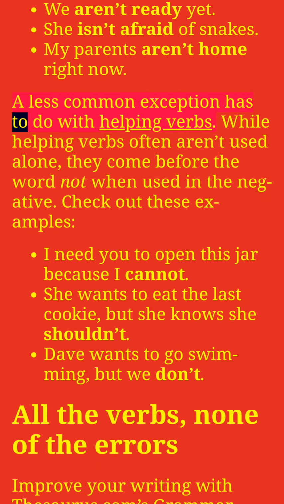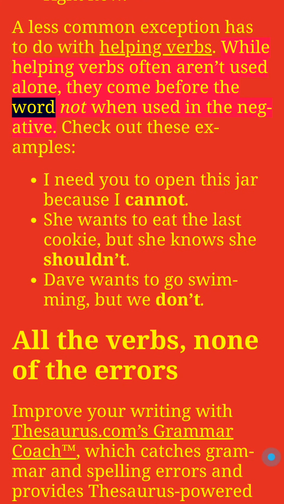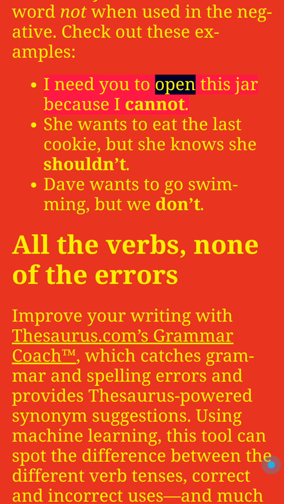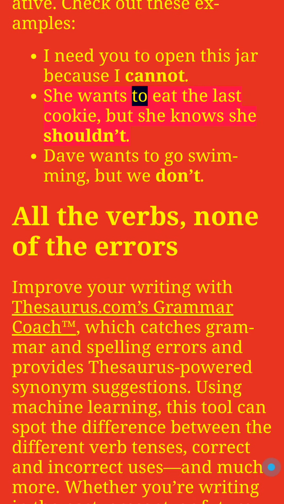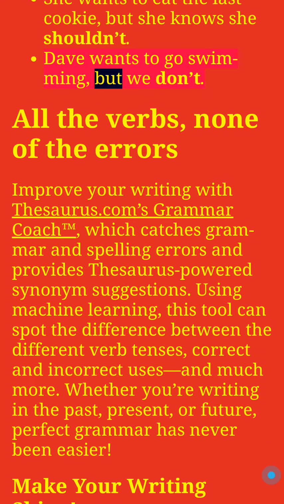A less common exception has to do with helping verbs. While helping verbs often aren't used alone, they come before the word not when used in the negative. Check out these examples. I need you to open this jar because I cannot. She wants to eat the last cookie, but she knows she shouldn't. Dave wants to go swimming, but we don't.